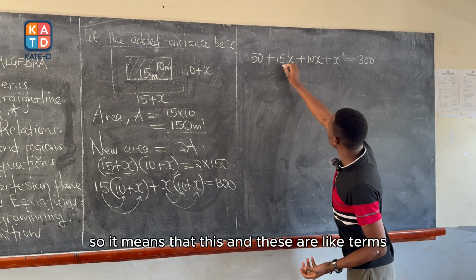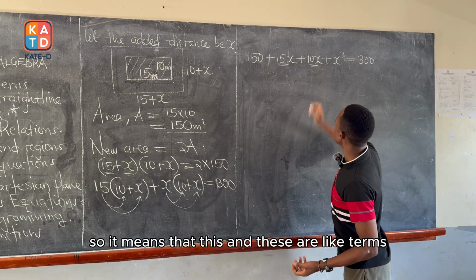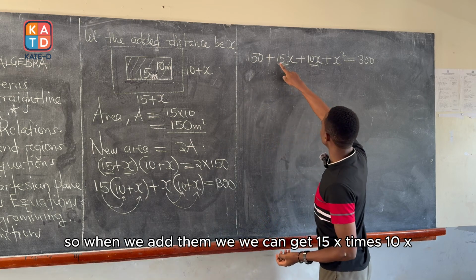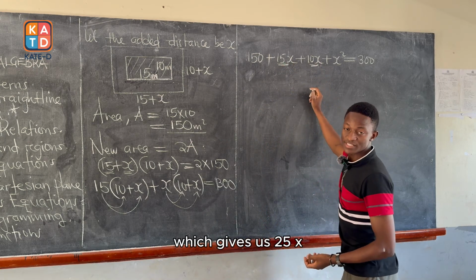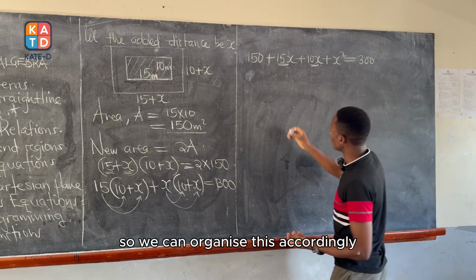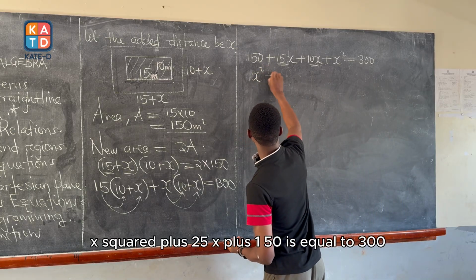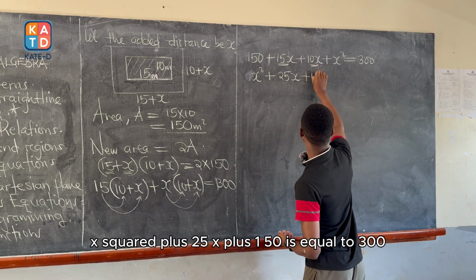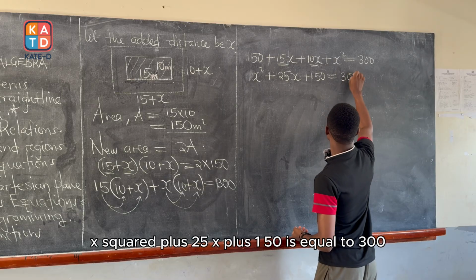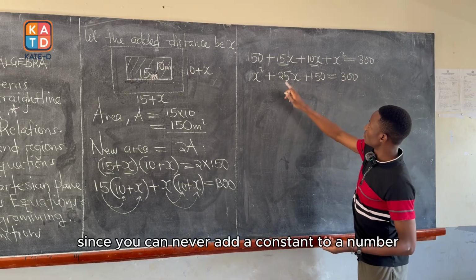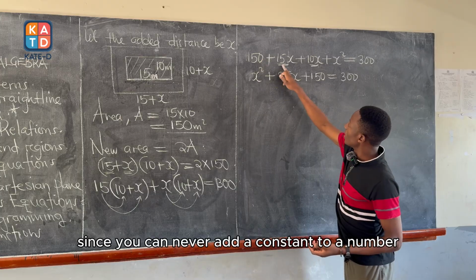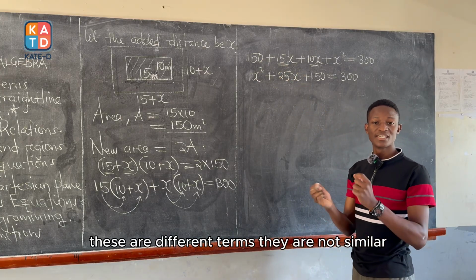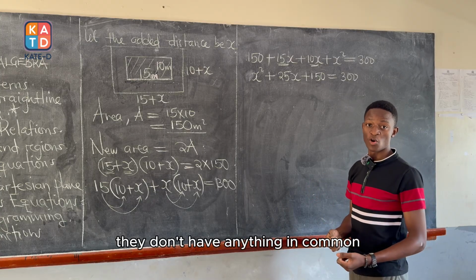So it means that 15x and 10x are like terms. When we add them, we get 25x. So we can organize this accordingly from the highest power: x squared plus 25x plus 150 is equal to 300. The constant remains, since you can never add a constant to a term with a variable. These are different terms. They are not similar. They don't have anything in common.